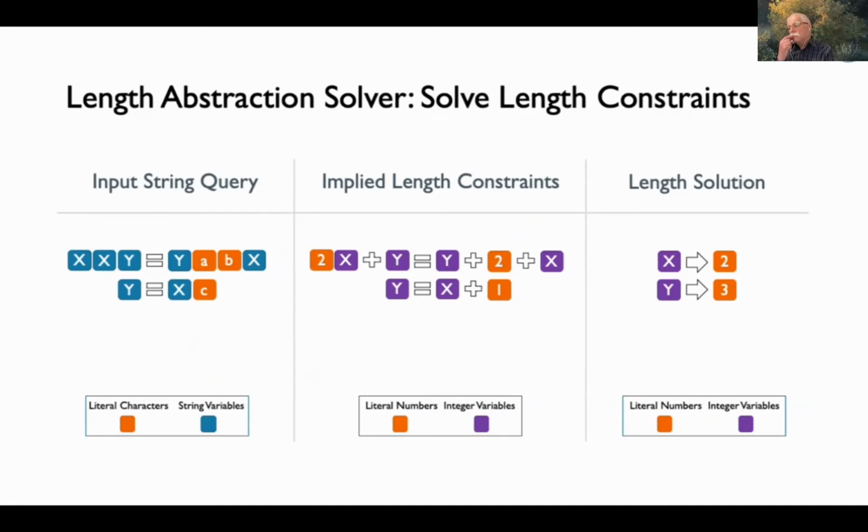Here on the screen, we have a possible input query on the left, an example. In the middle, we have the most simple implied length constraints. And on the right, we have one possible solution to these length constraints. In this talk, we'll be using purple variables as the integer lengths for the corresponding blue string variables.